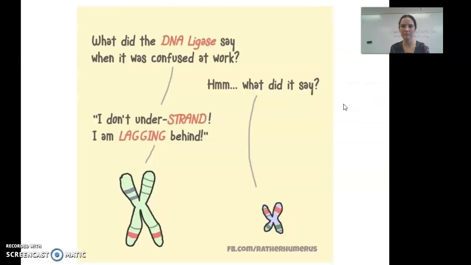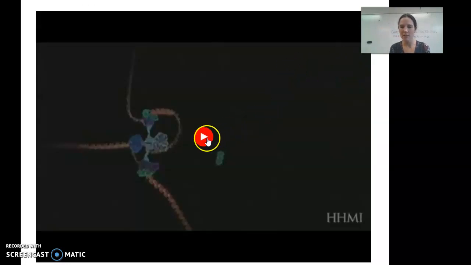Ligase makes the links. Here's a funny little joke for you. What did DNA ligase say when it was confused? What did it say? I don't understand. I'm lagging behind. Get it? No, that's cheesy. Sorry.